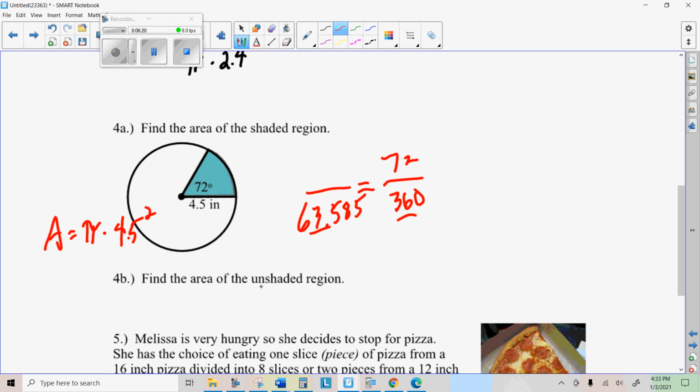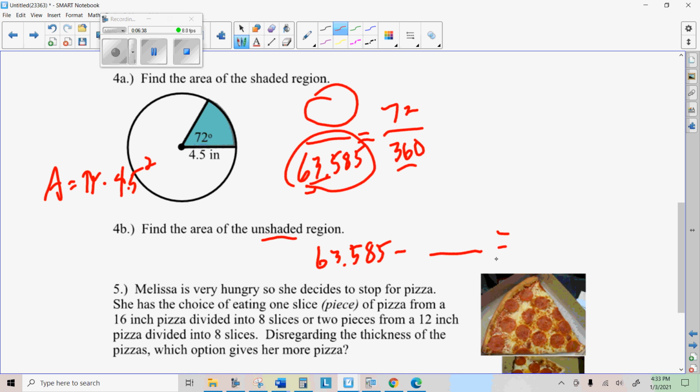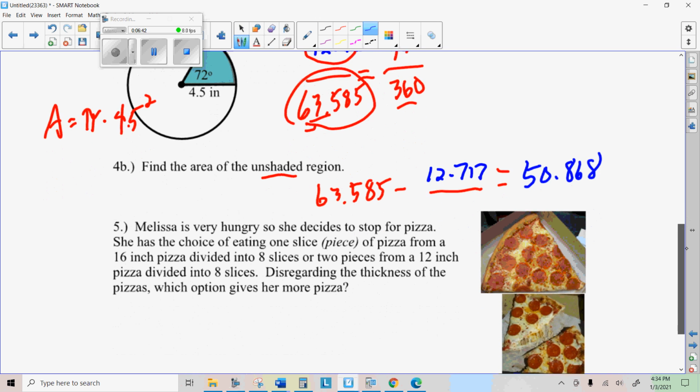Now to find the unshaded part, basically you could take the total area and subtract whatever area you have. So this is the total area here, 63.585. Subtract your answer. Go ahead and finish those up. All right, here's what I got for that.